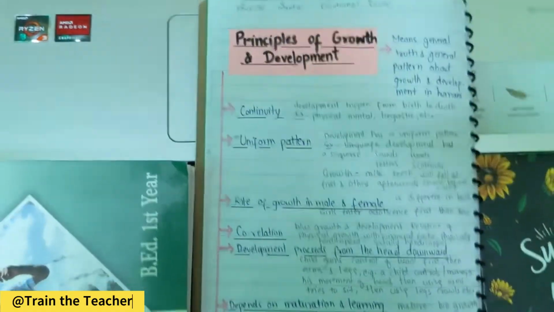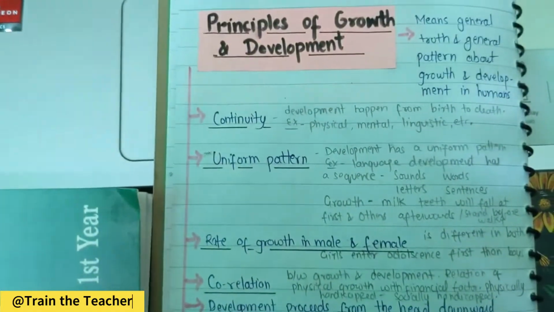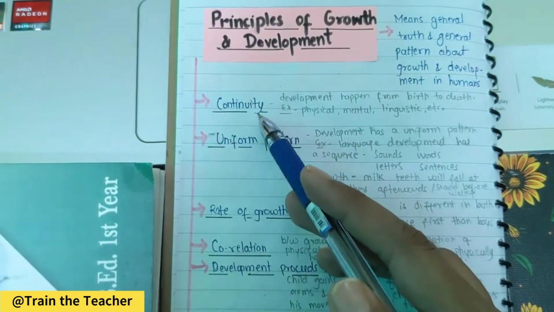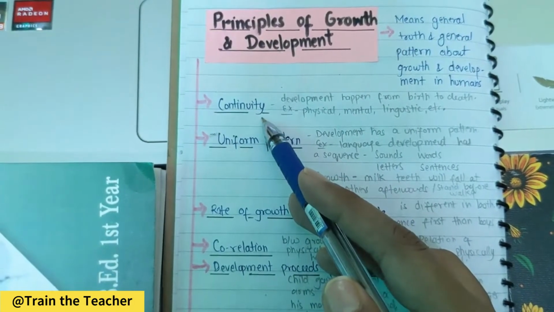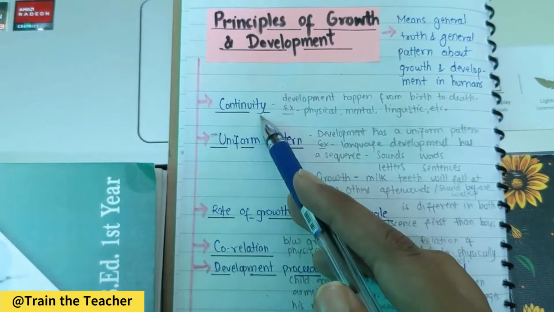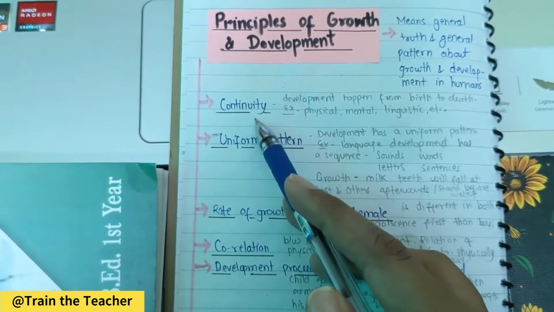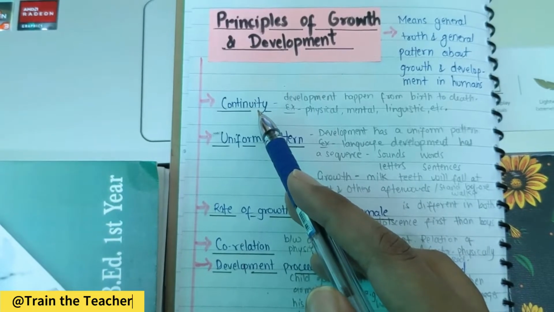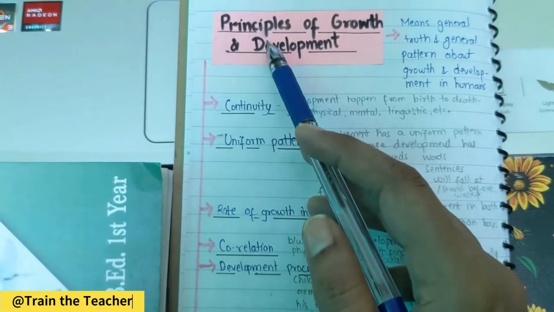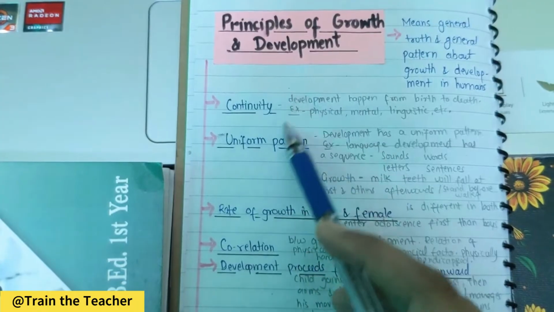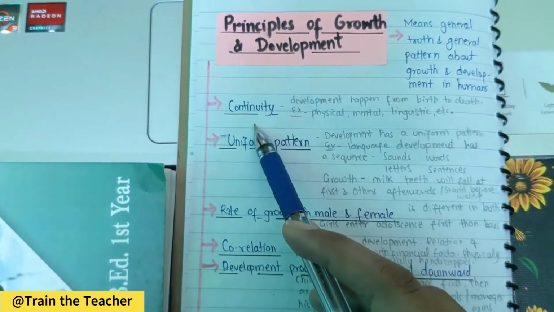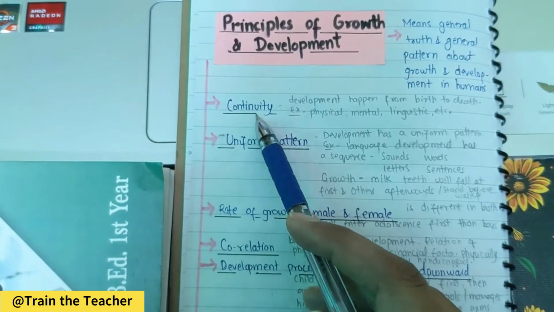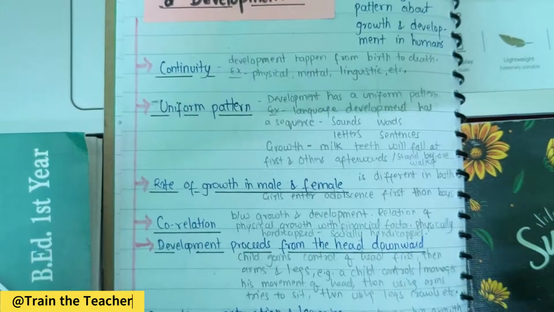The first point here is principle of continuity. Okay. Now principle of continuity means that development starts from birth and it will continue till you die. So again, it's not only in me, let's say, that only my development will continue. No, it's a principle and it will happen in all the humans. So that is why the first one is principle of continuity in growth and development.